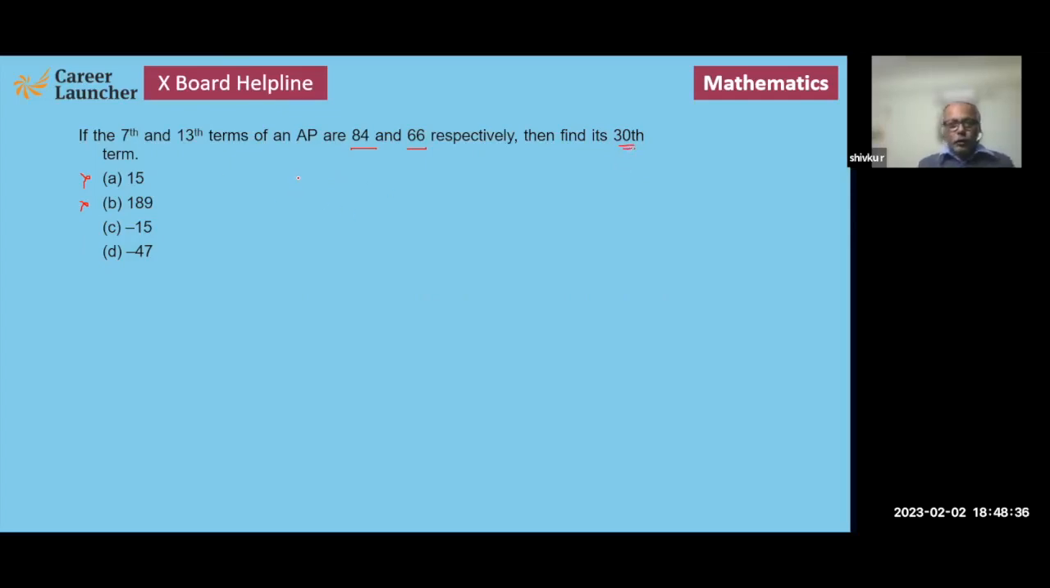Okay, so what do we know? We know that A7 is nothing but A, which is the first term, A1, plus 7 minus 1, 6 into D. And A13 is equal to A1 plus 12 into D. So when you subtract one from the other, this value 84 minus 66, which is equal to 18, must be equal to, when you subtract the right hand side, minus 6D. So D का value जो है, that is equal to minus 3.